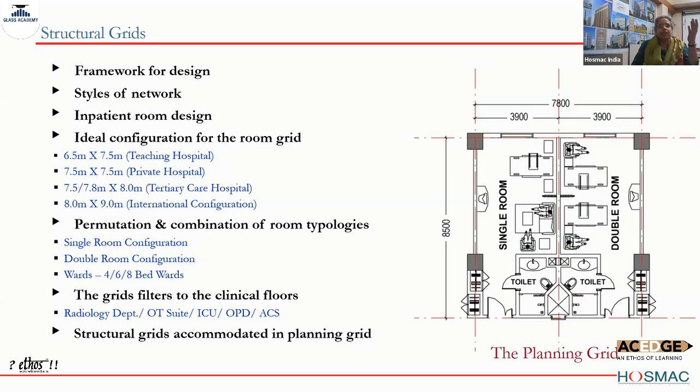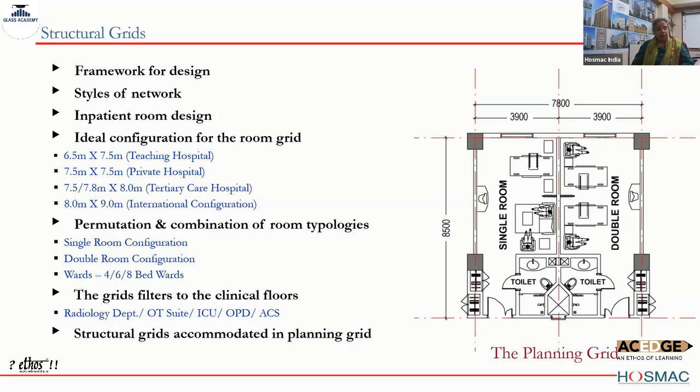So the ideal configuration for the room grid for a teaching hospital where we accommodate patient beds in wards. A ward will have 30 beds. You can go with 6.5 because mostly there are no basements in teaching hospitals. These are very large hospitals of 500 to 1,000 beds, and they take mostly 30 bedder wards. So we can take a smaller grid, which will also help us to reduce the beam. Smaller grids will have lesser beams.